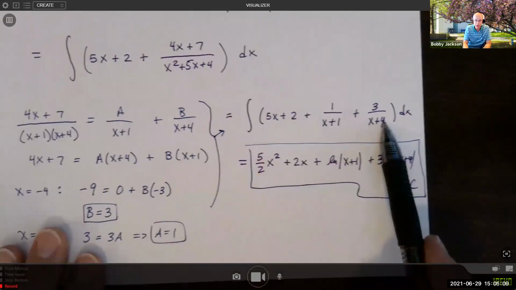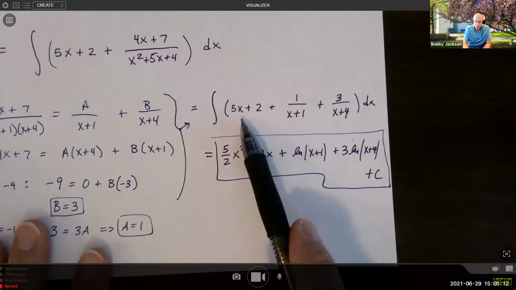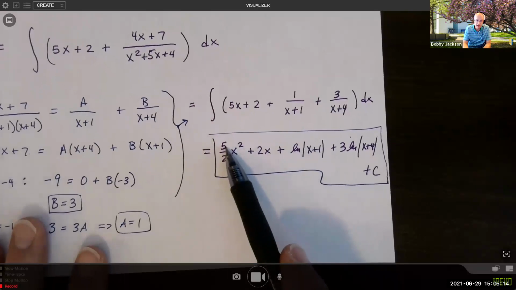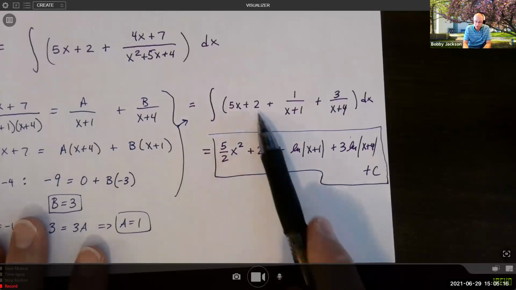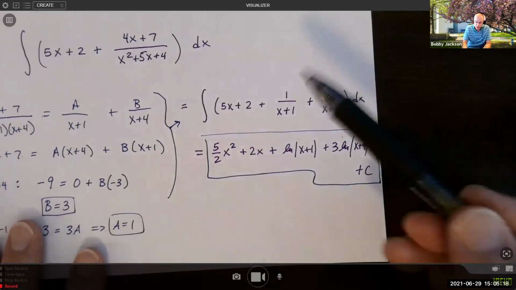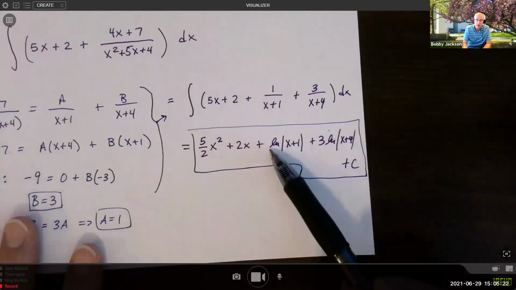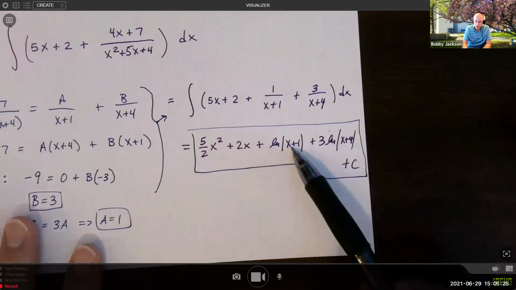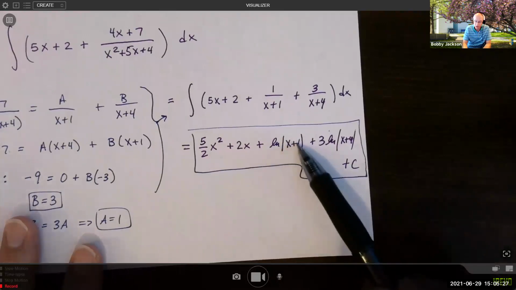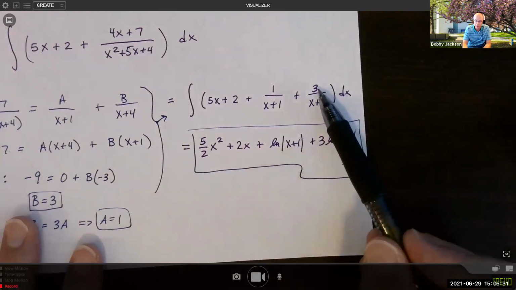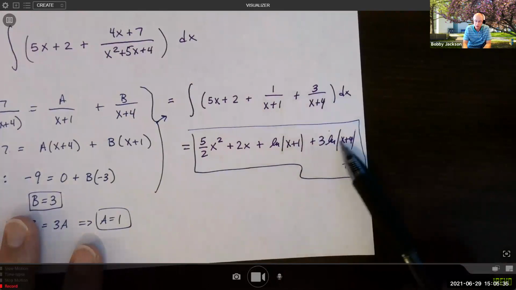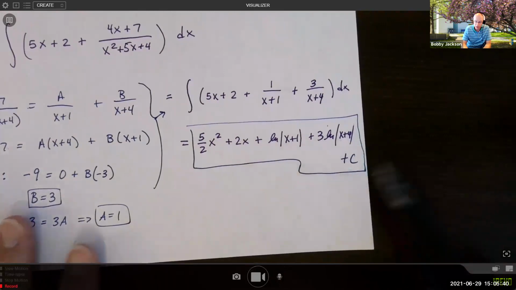Now I can integrate because, first of all, 5x is going to be just 5/2 x squared. Antiderivative of 2 is 2x. Here, if u is x plus 1, du is dx. And so you get 1 over u, which is the log of absolute value. So you get plus natural log of u, which in this case is absolute value of x plus 1. And then you've got 3 over x plus 4. So you're going to get 3 times the natural log of absolute value of x plus 4 in a similar argument. And don't forget your plus C.